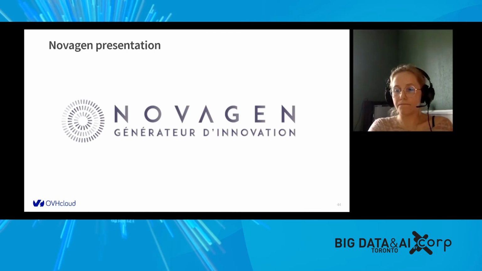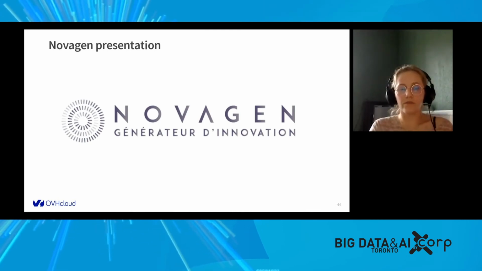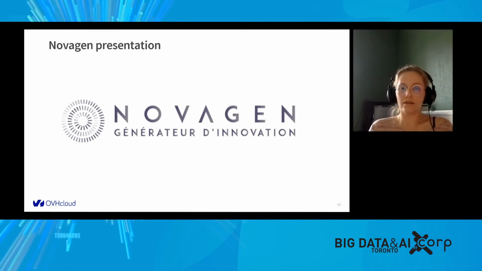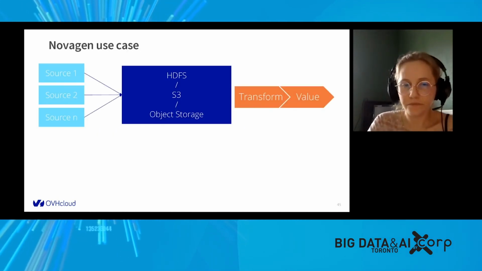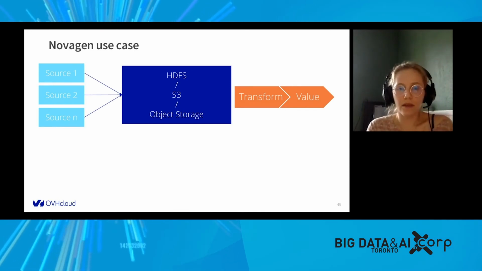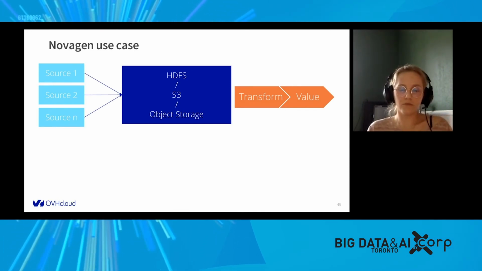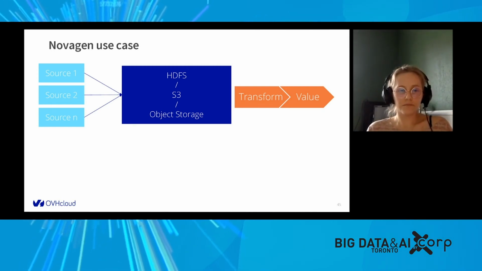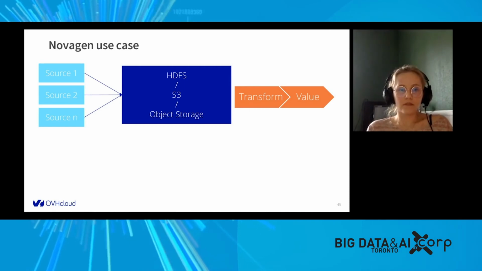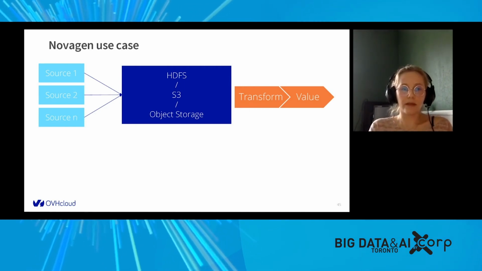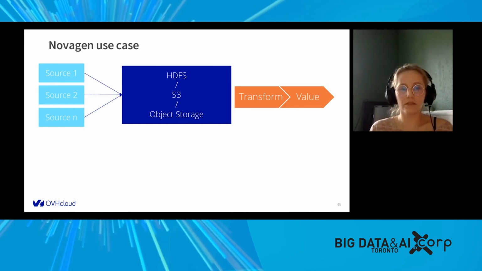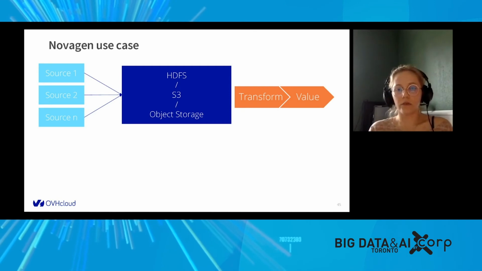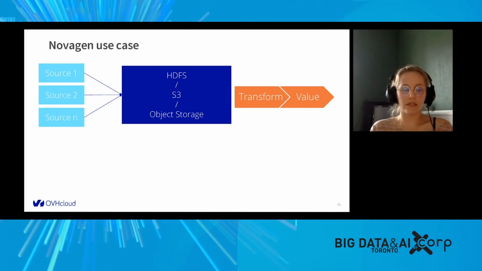Novagen is a company that provides solutions for their customers when it comes to big data concerns. Their aim in that case is to prevent companies from having a lack of quality in their data storage. Here you can see a regular data pipeline with many data sources, a data storage, and then they can transform and get value from the data.